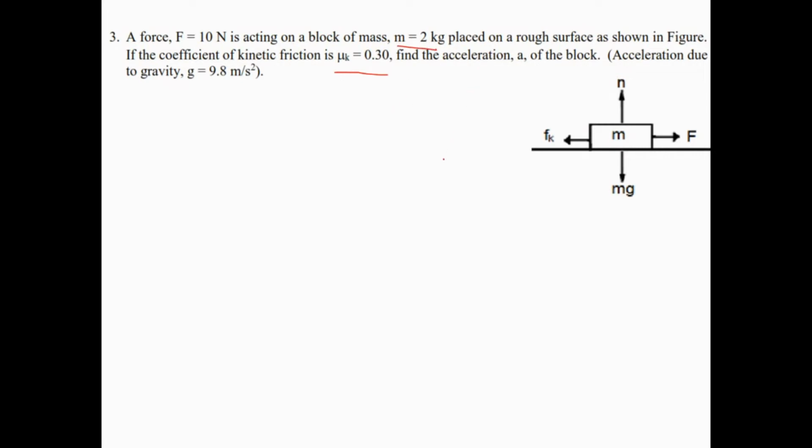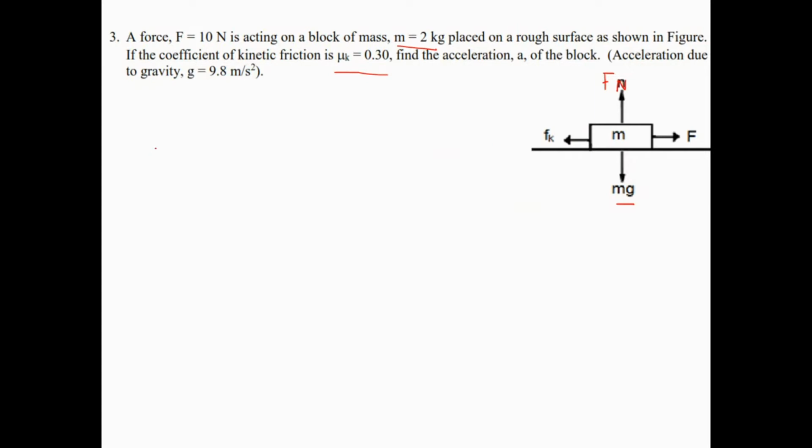Now what you have to do: when the block is moving on the horizontal surface, it has an acceleration, so we have to find the acceleration value. So better we frame the equation from this free body diagram. Here the upward force is the normal force, okay? And the downward force is the force due to gravity.